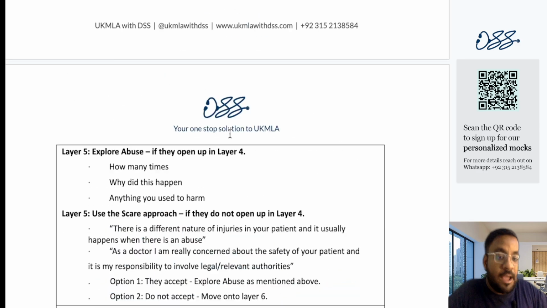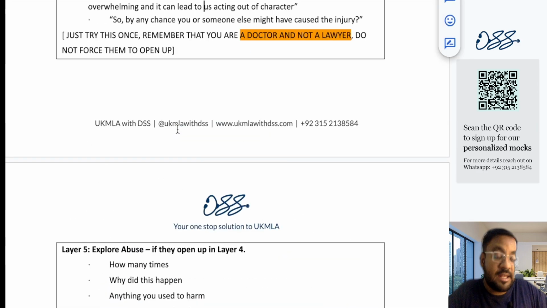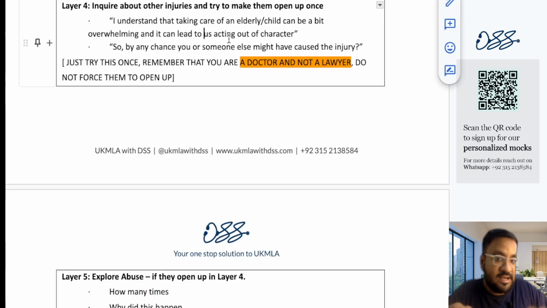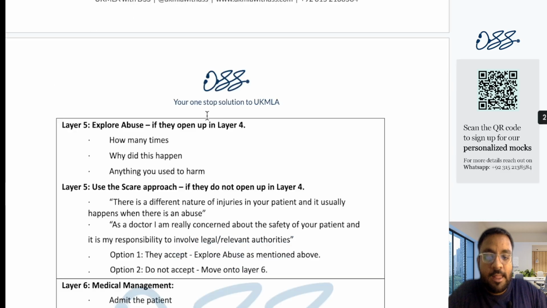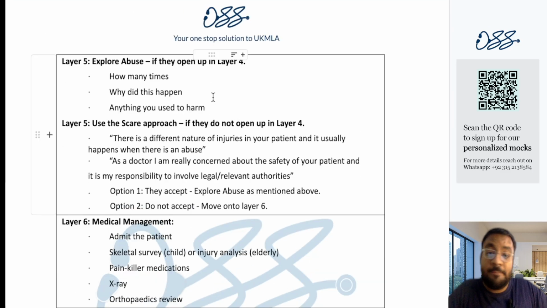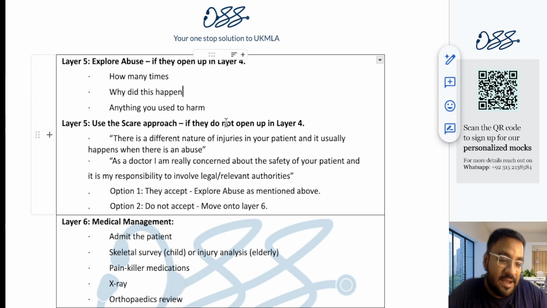Now, since you've said this, there are two possibilities. If you just try to drop the hint that something may be wrong, in layer number 4, they may just open up. They may just agree, and they may say, yeah, doctor, sometimes I feel overwhelmed, and since Joshua was an unplanned child, I don't really like him, and that is why I was a bit harsh to Joshua, and I pulled him very hard because I was really annoyed at him. I wasn't able to sleep, and he was constantly making noises, so I just hit him. So they may just open up.